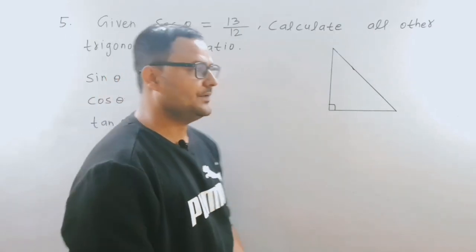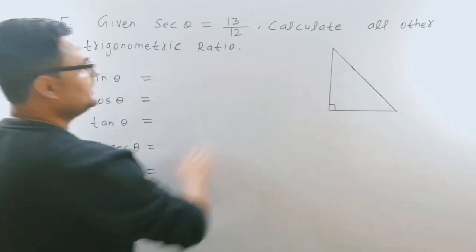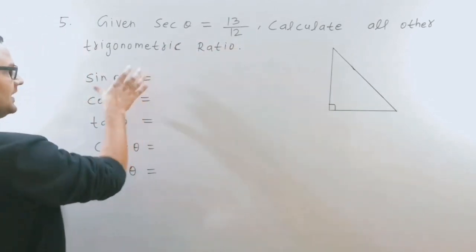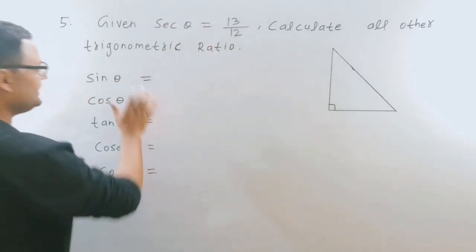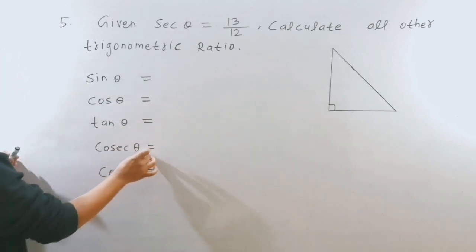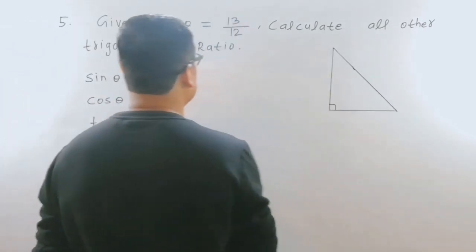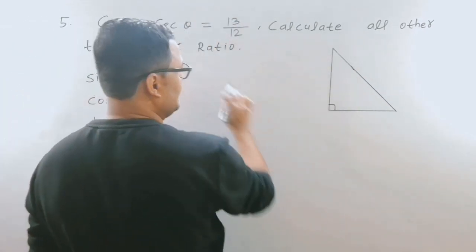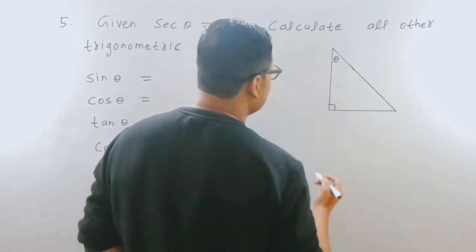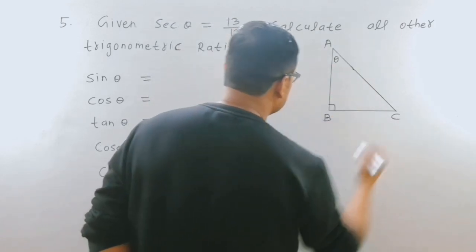Now question number 5 is, given sec theta equals 13 by 12, calculate all other trigonometric ratios. It means out of 6, 1 is given, so we have to find the remaining 5: sin theta, cos theta, tan theta, cosec theta and cot theta. First of all, it's given sec theta is equal to 13 by 12. That angle theta cannot come here; it can be there or there. If this is theta and A, B, C.